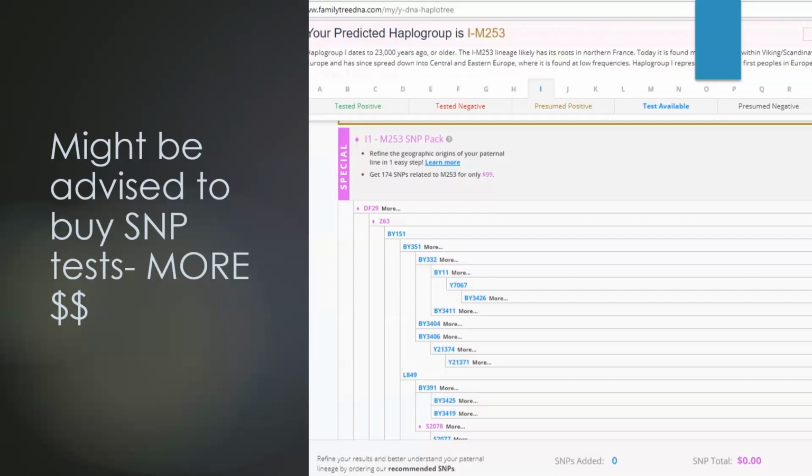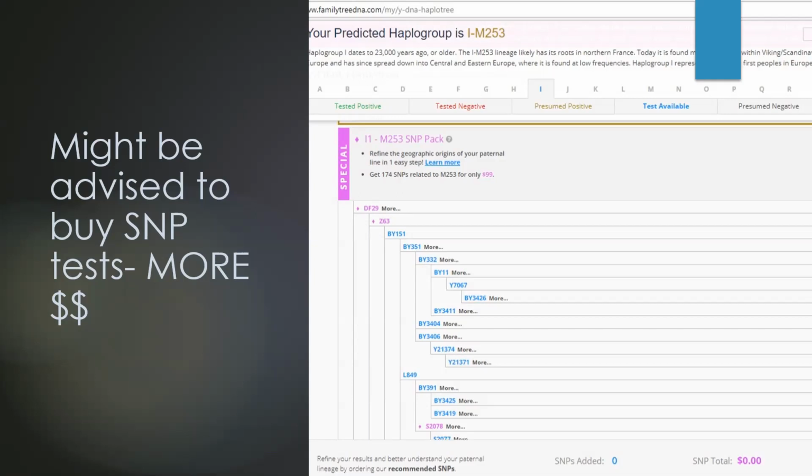When my husband did his initial testing, the Y37, we received an email that said, you may be able to find further results, further out on the tree, so to speak, if you buy more SNP testing. The SNP pack that we purchased for the M253 group was $99. And I love how they say, get 174 SNPs related to this group for only $99. So yes, we spent another $99 to get him further out on the tree.